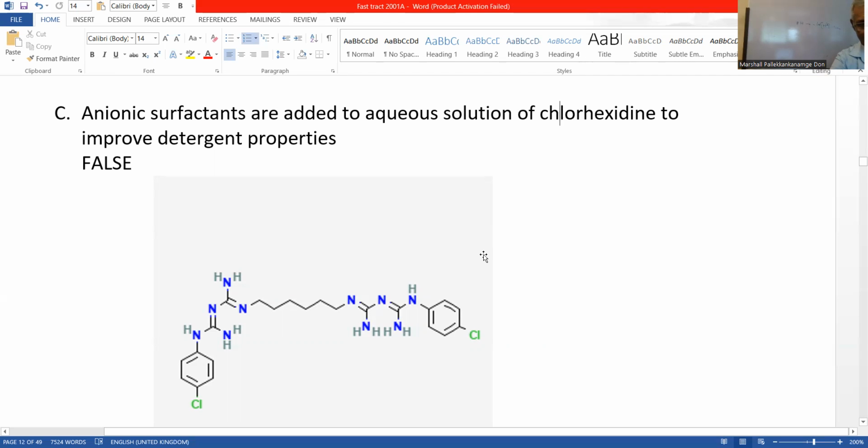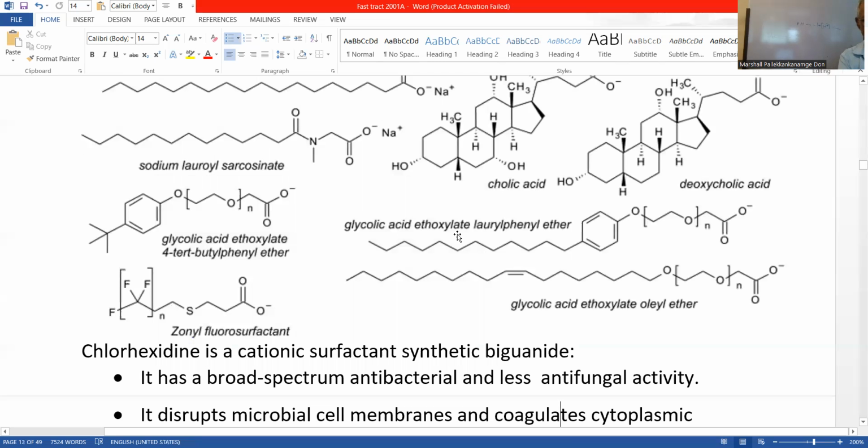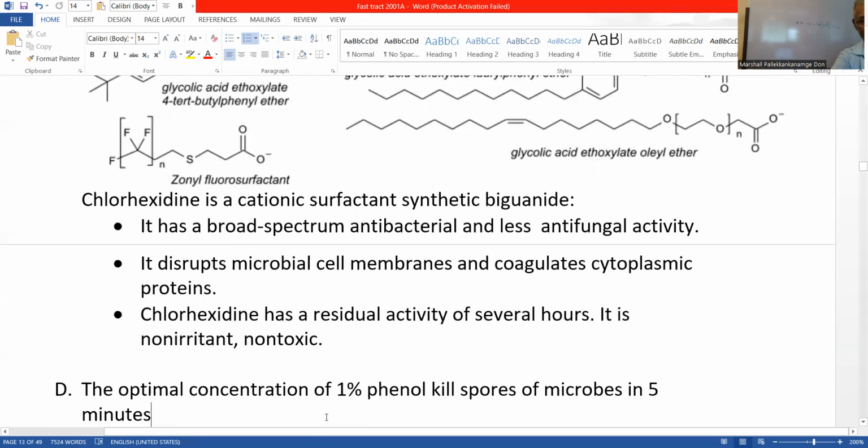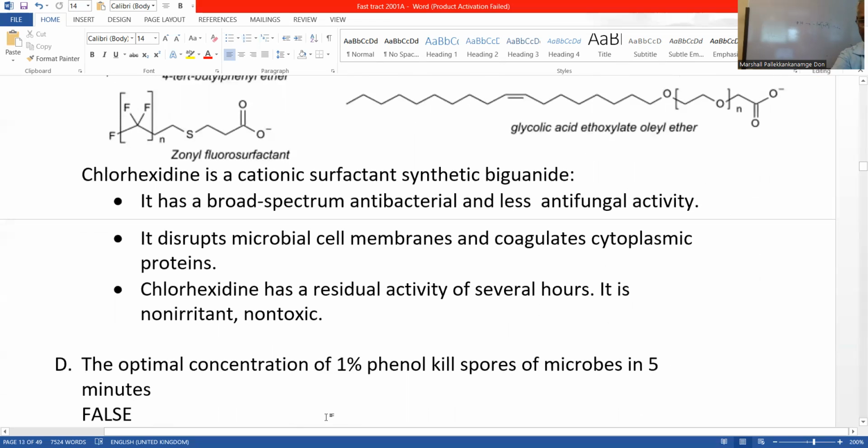These are cationic surfactants, while normal soap, sodium lauryl sulfate, and all these are anionic surfactants. They have a minus charge, see here, minus charge everywhere. So they are anionic surfactants. Chlorhexidine is a cationic surfactant, a synthetic biguanide, with broad spectrum antibacterial and less antifungal activity.